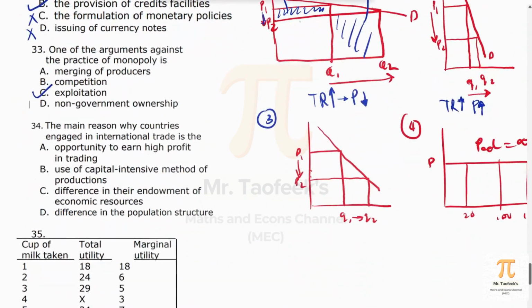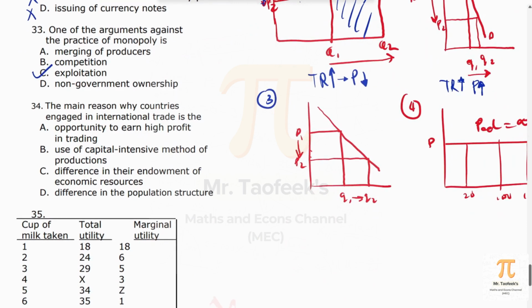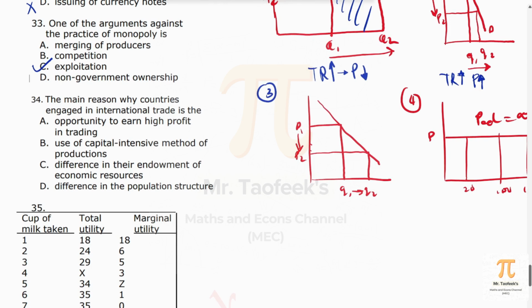The next one, number 34. The main reason why countries engage in international trade is: A, opportunity to earn high profits in trading, B, use of capital intensive method of production, C, difference in their endowments of economic resources, D, difference in population structure. The answer is C, difference in their endowments of economic resources.